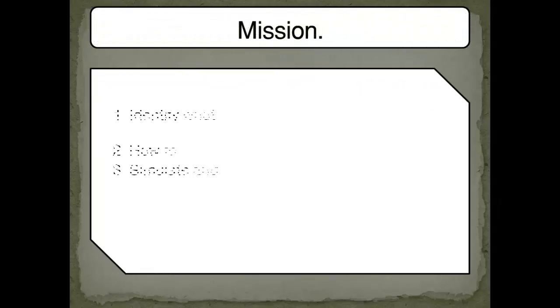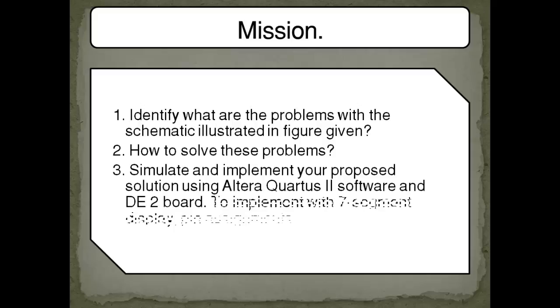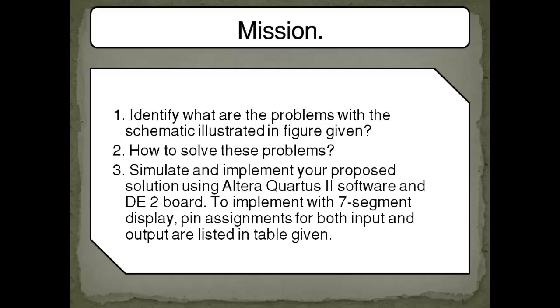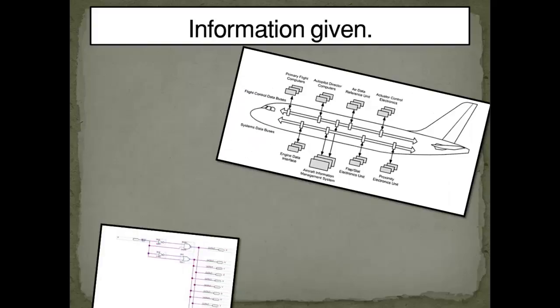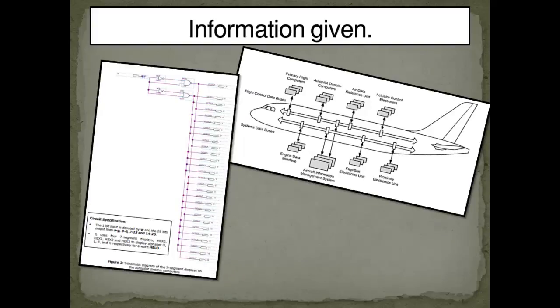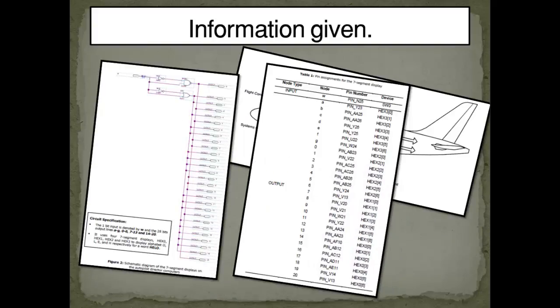Your mission consists of: 1. Identify what the problems are with the schematic illustrated in the figure. 2. How to solve these problems. 3. Simulate and implement your proposed solution using all Quartus software and the board, to implement with the 7-segment display. The assignments for both input and output are listed in the table given. As a group of 3, you need to solve this problem. You are required to prepare a technical poster and a presentation video to explain the problem.